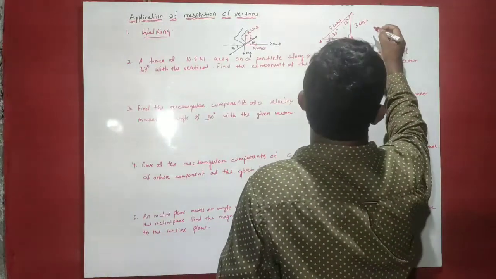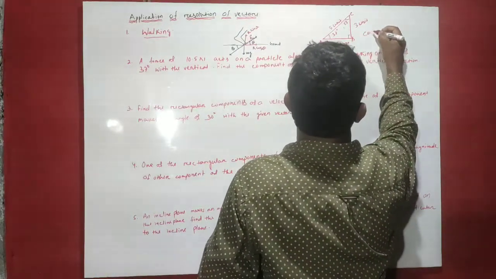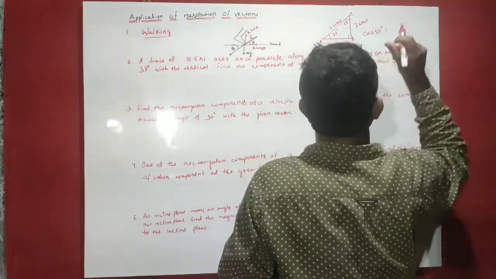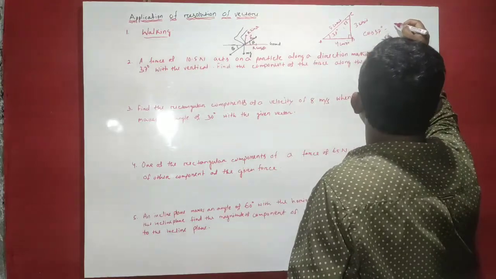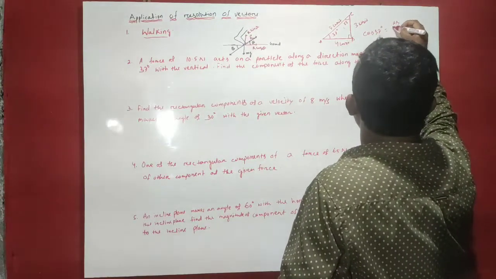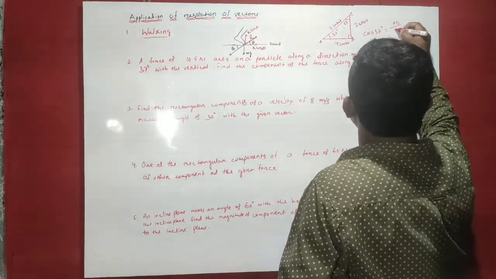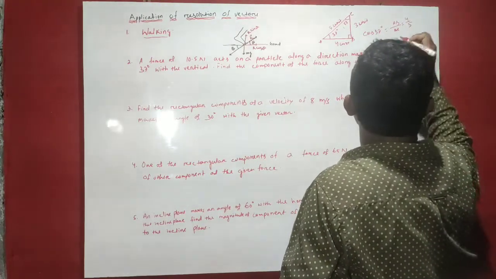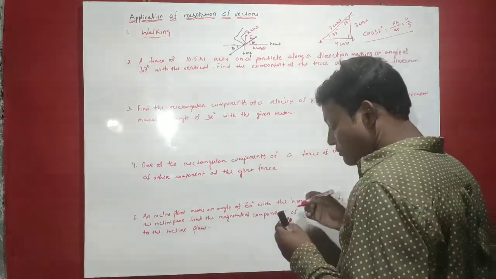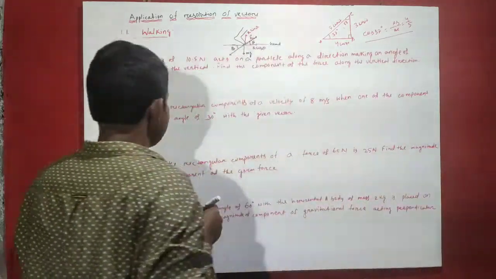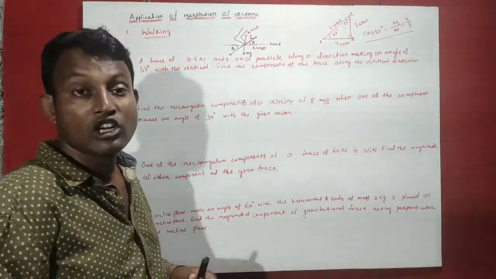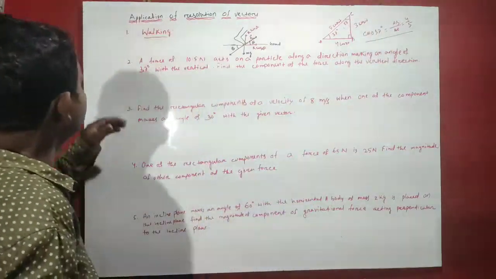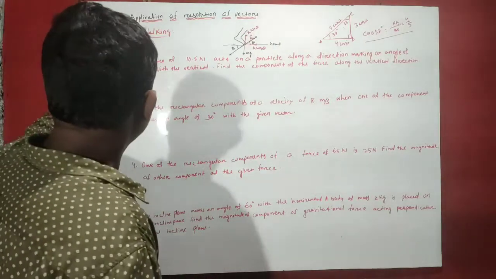According to the trigonometric law, cos 37 is equal to base by hypotenuse. That means AB by hypotenuse AC, which is 4 by 5. So cos 37 is equal to 4 by 5. We require cos 37 in this question. Let's come to question number 2.